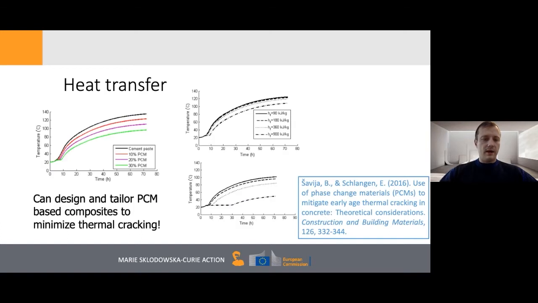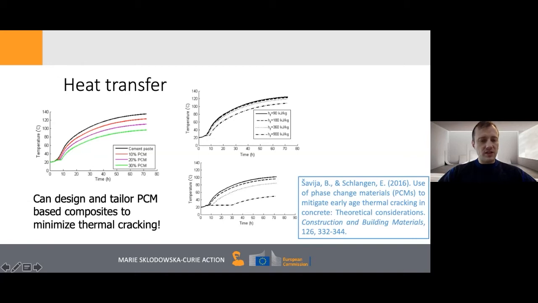So we simulate an adiabatic heat rise in cement paste. So in black here we have a pure cement paste. We have then cement paste with 10% of PCM, 20% of PCM, and 30% of PCM. And we see that the higher the percent of our phase change material, the more we are able to delay the onset of temperature change, because in this case, we took a PCM with a phase change at 24 degrees.